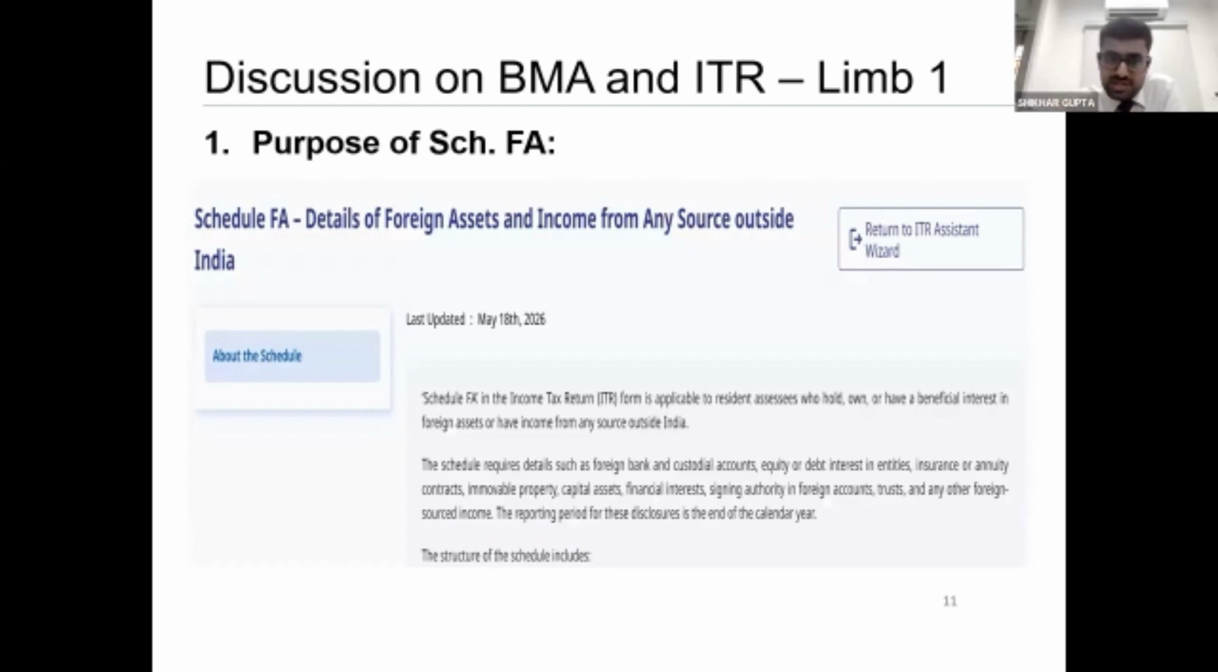Schedule FA ये बोलता है specifically, which is this particular slide is extracted from the income tax portal only, कि this schedule FA is applicable to resident assessees who are owning some assets outside India. This schedule requires reporting of some various details and the structure of the schedule is as under.